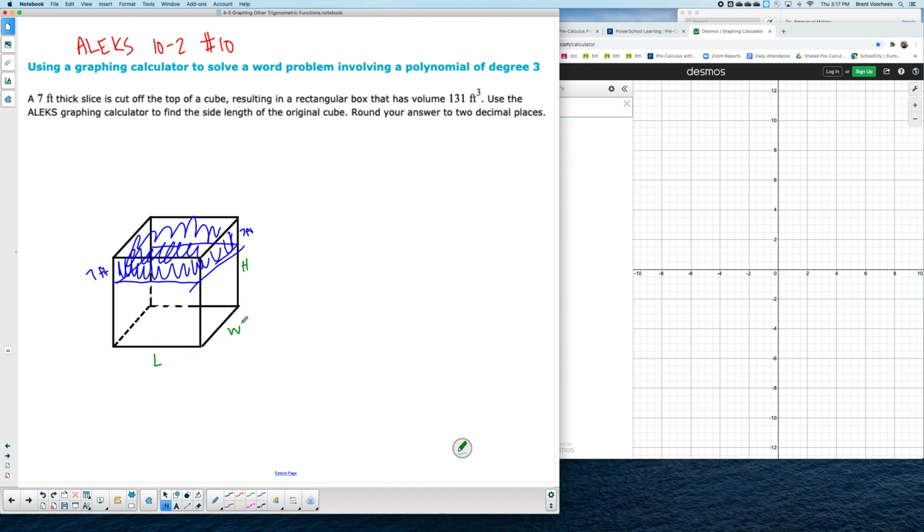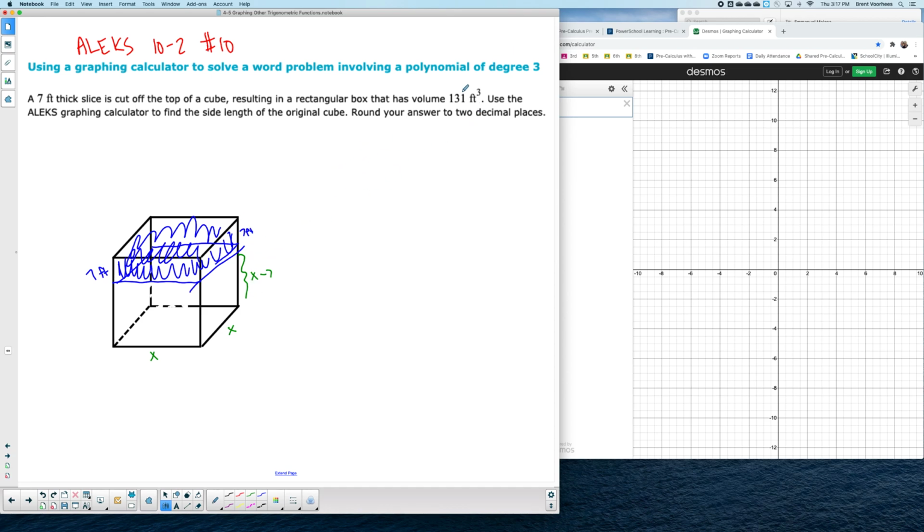But we do know that this length and this length are exactly the same, so I'm going to represent them with x. They're exactly the same. The height has been changed. It's no longer a length of x. This portion right here is going to be x minus 7 because I cut off 7.